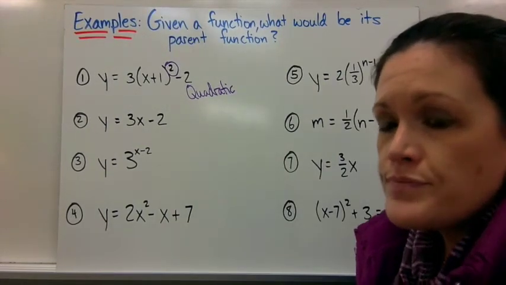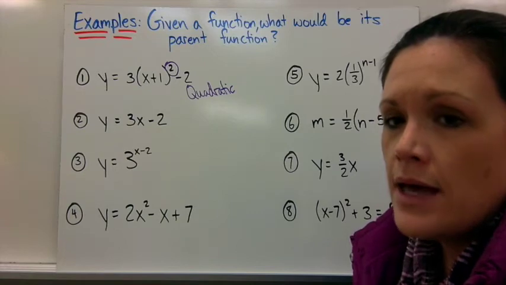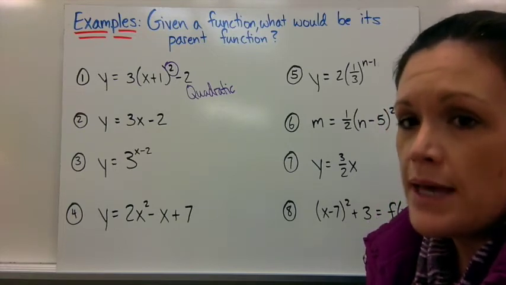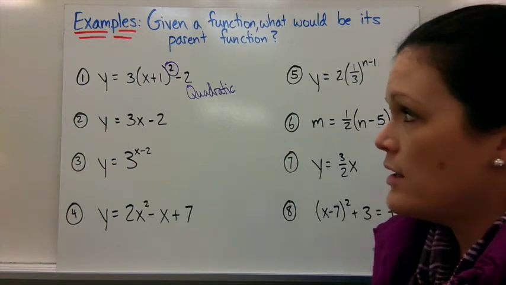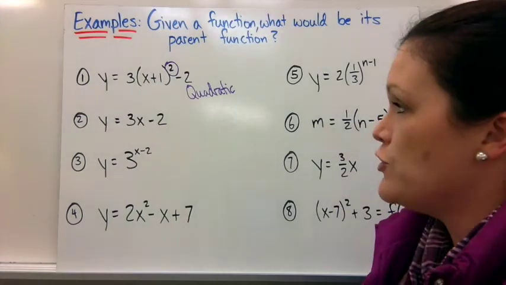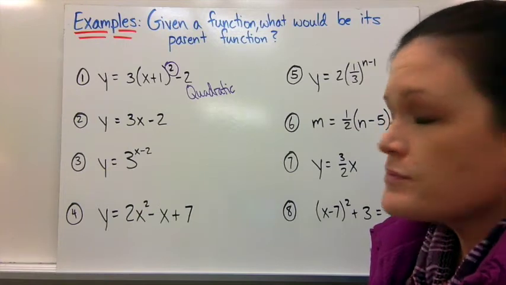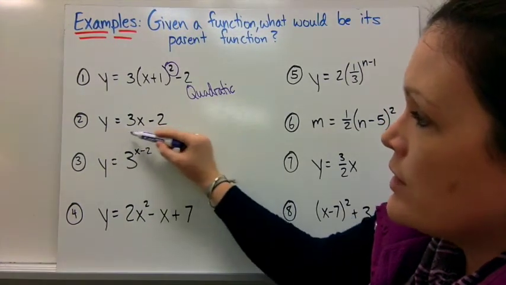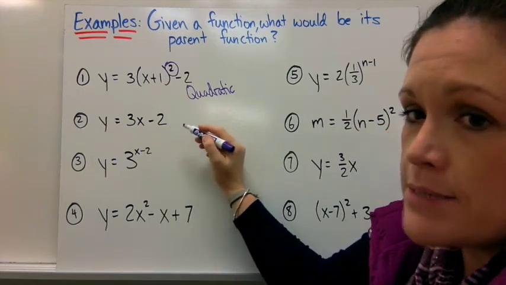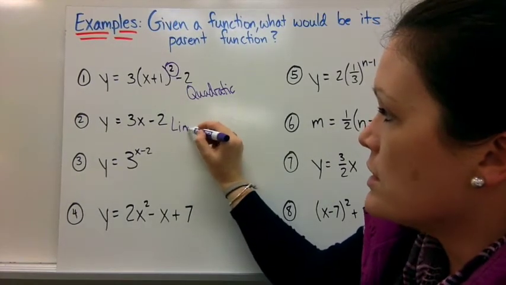For number 2, and feel free to try these and pause me and then push play and see if you get them right if you want to give them a try. Or you can watch me and then go back and give them a try and see if you can get them right. So number 2, y equals 3x minus 2. This one has nothing squared. X is not my exponent. So this one is just linear.